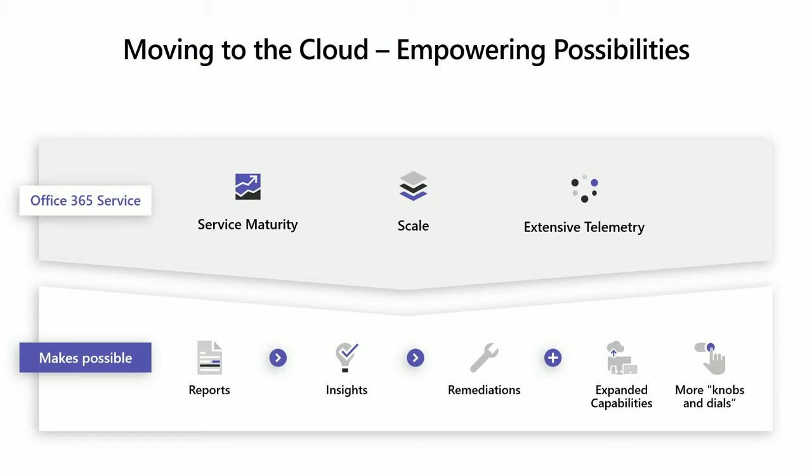So what some of this service maturity and scale and extensive telemetry is allowing us to do is to expand the capabilities that we have and to deliver more knobs and dials for the administrator to get a little more visibility, more control over the environment, similar to more of what you had when you were on premises. Now, let me start off with some of the email enhancements for end users.